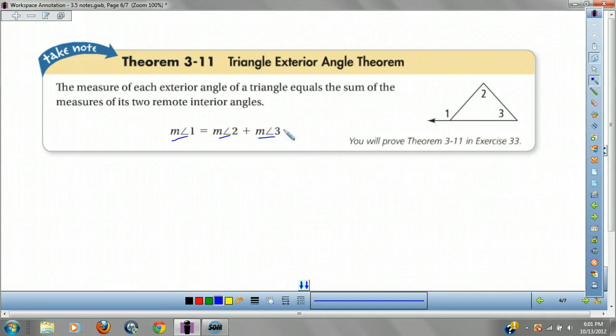Now, there's other ways to find this too if you get in a pinch. So, forget this theorem. You can always figure it out. Okay? So, soak this in for a second. Just put it in your brain.